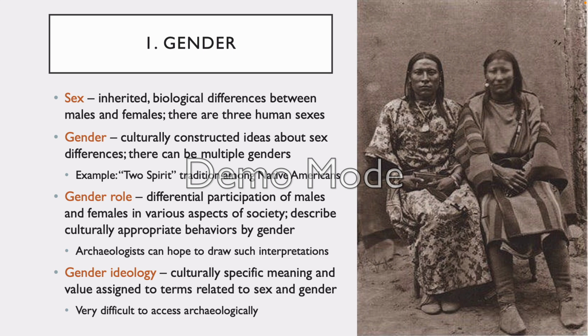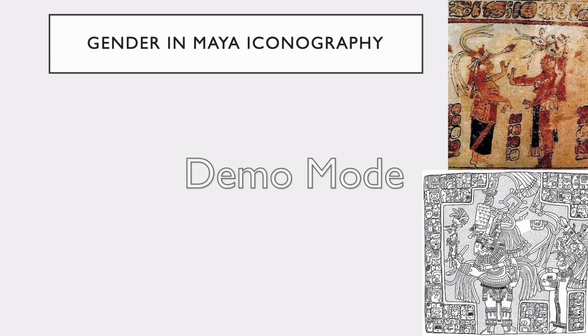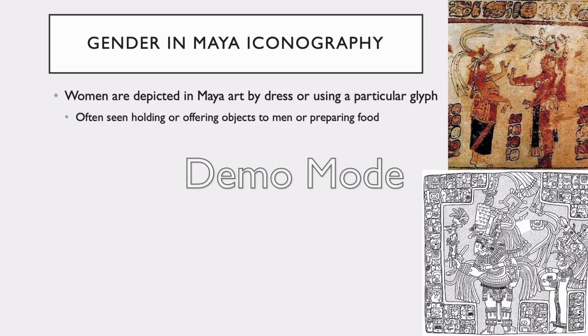I mean, you really need to talk to someone to gain an understanding of their gender ideology, and gender ideologies can shift and fluctuate from situation to situation, so it's very hard to look at archaeologically. An example of this then from Maya iconography, or when we look at how women are depicted, we can recognize them by the way they're dressed or particular glyphs.